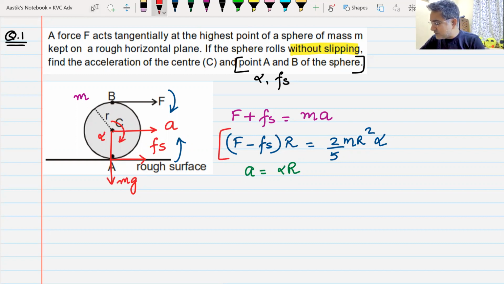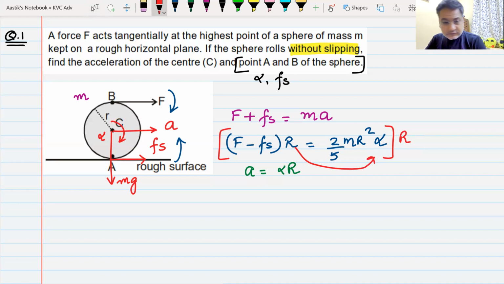Multiply this equation by r. Alpha into r becomes a. Then add the two equations. Take r on this side. You can eliminate fs and you can get the value of a. How much is the value of a you are getting?